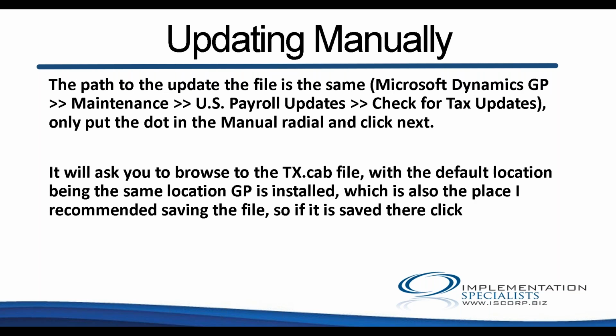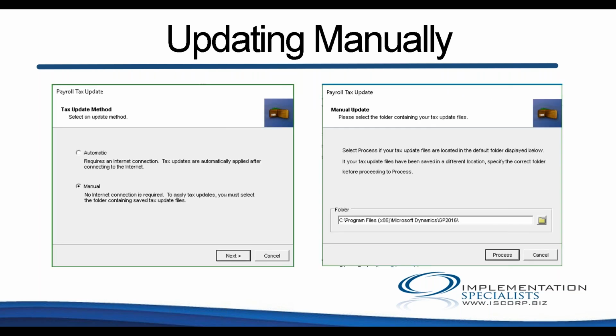All right, the path is the same here. It is GP, Maintenance, US Payroll Updates, and then Check for Updates here. This time you'll want to put the dot in the radio button. Again, it'll look for a file called tx.cab, with the default location being the same as where GP is installed on that computer. So if you saved it there, you can just go ahead and click Next or OK. And then again, it'll process, and there it is. Like I said, I'll show you that browse when you click on this little folder button here. When we switch over to the example, it's not the prettiest one, but you can do it.